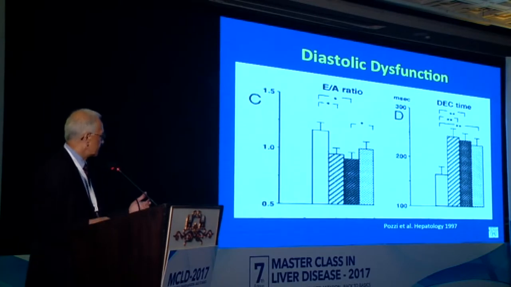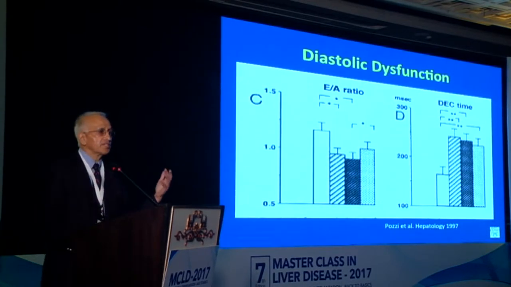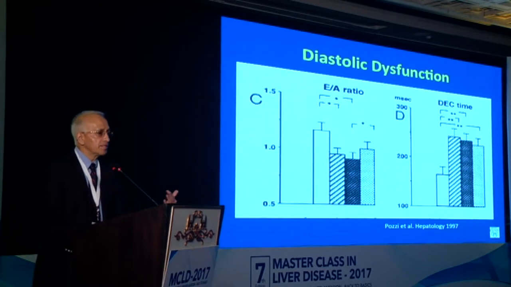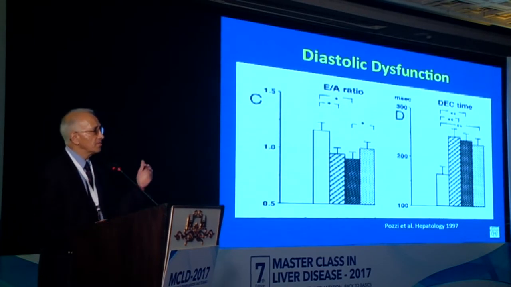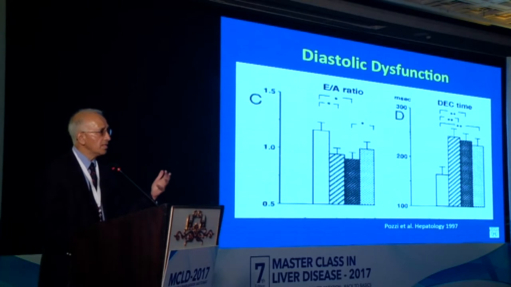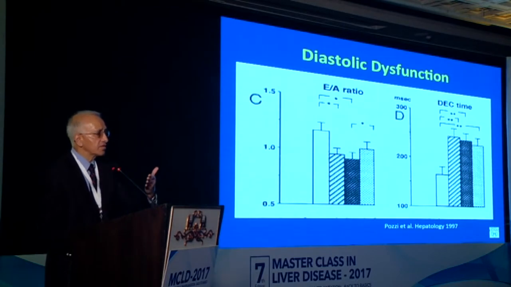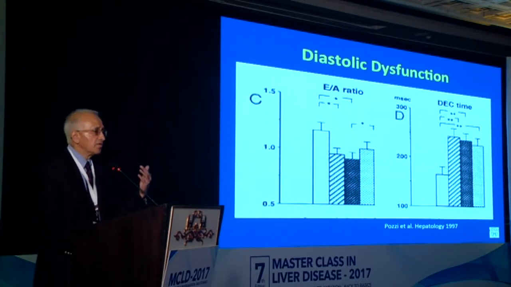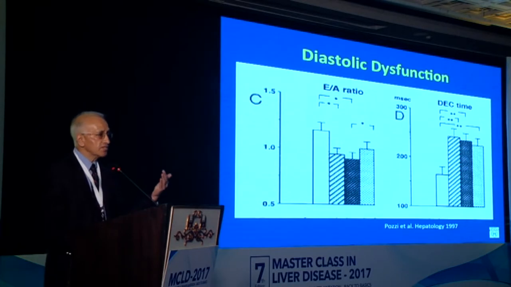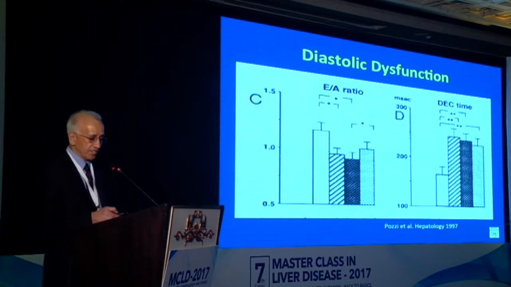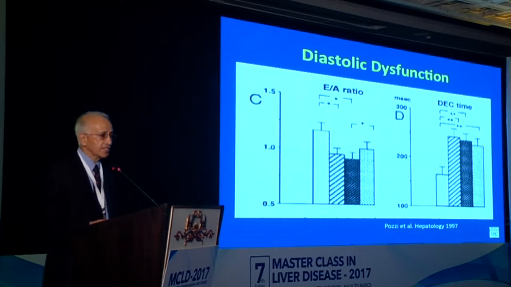Subsequently, it was noted that diastolic dysfunction seemed to be common, much more so in patients with liver disease. So the normal E/A ratio is above 1, and in patients with cirrhosis, it tends to be below that. There's also the deceleration time. This is the time from the peak of the E wave till you come down to the baseline. Normally, it's 200 to 220 milliseconds, so under 200 is normal, and you see patients with cirrhosis tend to have an increase in the deceleration time.